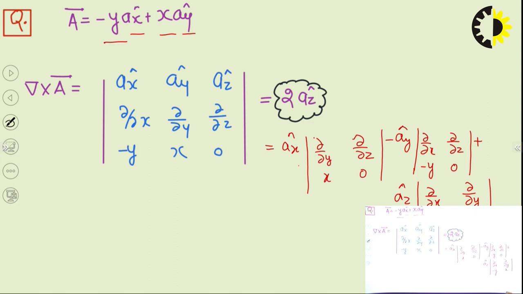So this is the way how you can solve the matrix. A unit vector of x: here you can leave these values and these values, and write down this matrix, del upon del y, x, del upon del z, 0. Minus A y unit vector: now leave these values and these values and write down del upon del x, minus y, del upon del z, 0. Plus now unit vector of z: for this you can leave this row, leave this column, and write down del upon del x, here del upon del x, minus y, del upon del y, x. So you can solve this matrix and you will get this value. So this is the way how you can find out curl of A.